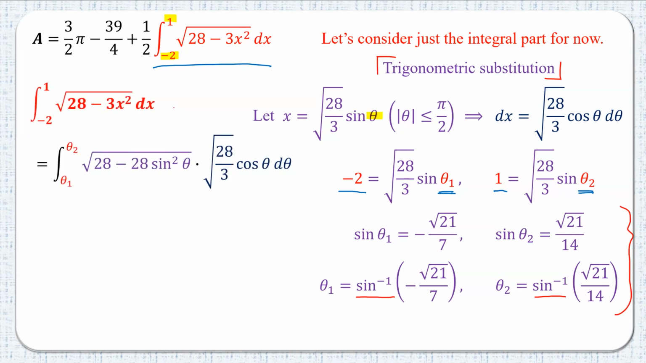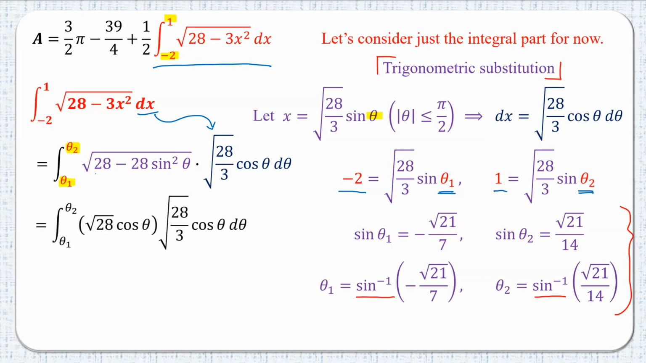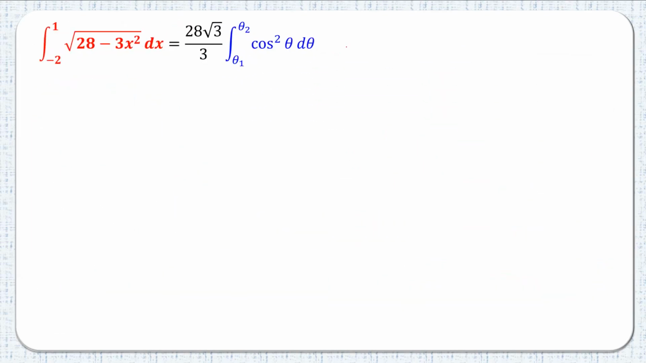Therefore, the integral in question is now expressed as the integral from theta 1 to theta 2 of square root of 28 minus 28 sine square theta, and dx becomes square root of 28 over 3 cosine theta d theta. Here, it is easy to notice that we have 1 minus sine square theta inside the radical, so this part becomes square root of 28 cosine theta. So in the end, we have the constant term 28 square root of 3 divided by 3, then the integral of cosine square theta. So we have this mid result for the integral of the square root part.